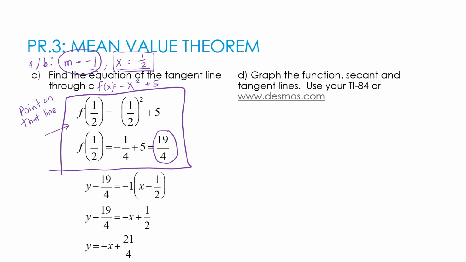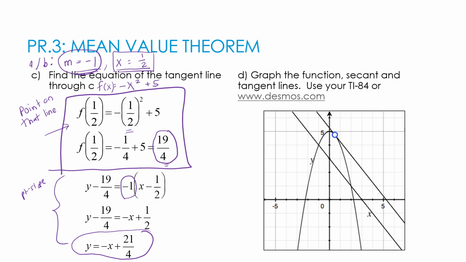So now I'm using point slope form, using my slope of negative 1 right here, and then my point 1/2 comma 19/4 to find the equation of the line. So to recap before I graph it, I have found the slope of the secant line of the original graph. I have also found the slope and equation of the tangent line at the point 1/2 comma 19/4.